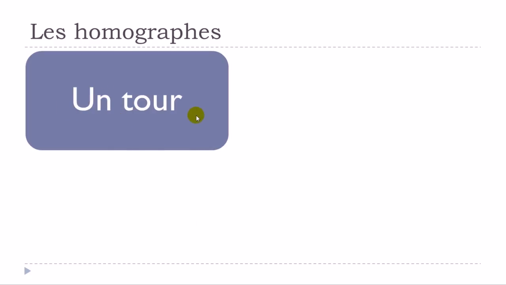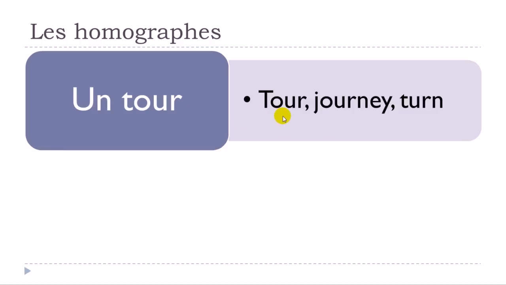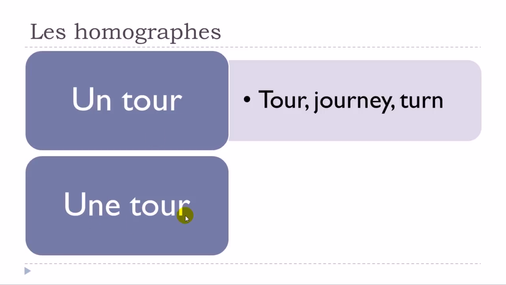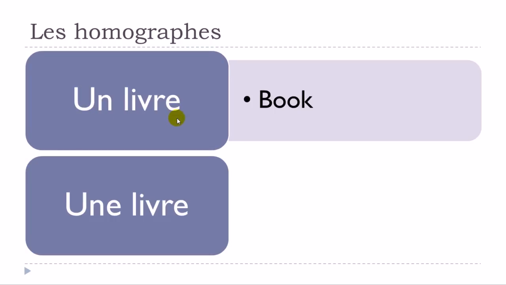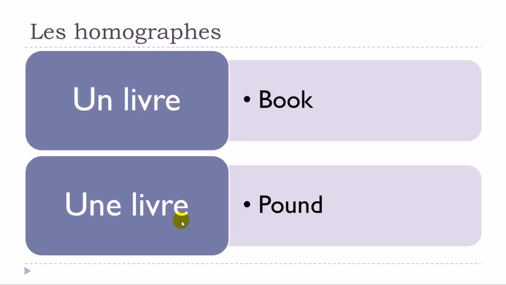Un tour. This word has quite many meanings, so it can be tour, turn, and other meanings as well, but the good thing is that the feminine form une tour has only one translation, and it's here. So un tour, une tour. And then un livre, une livre. We're talking about the pound, so it can be the measurement for weights, or it can be as well une livre sterling, if we're talking about money.